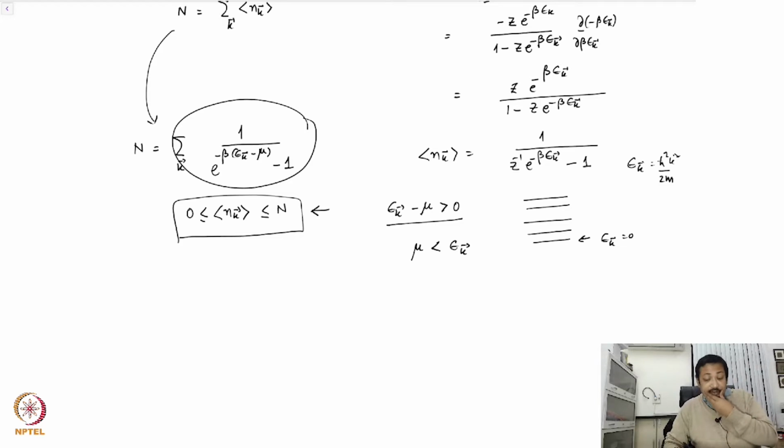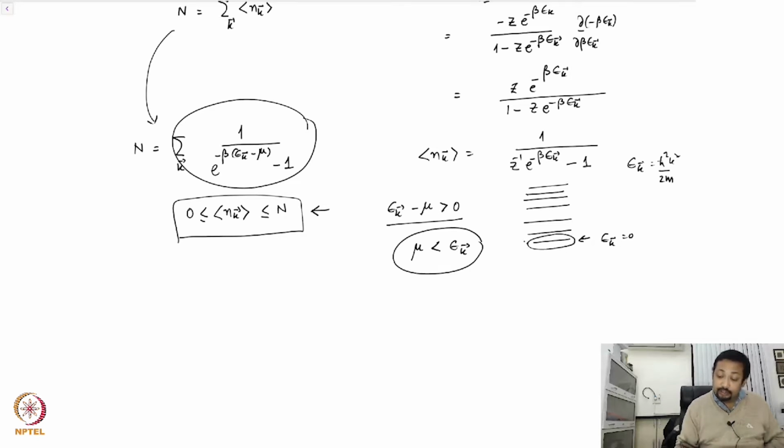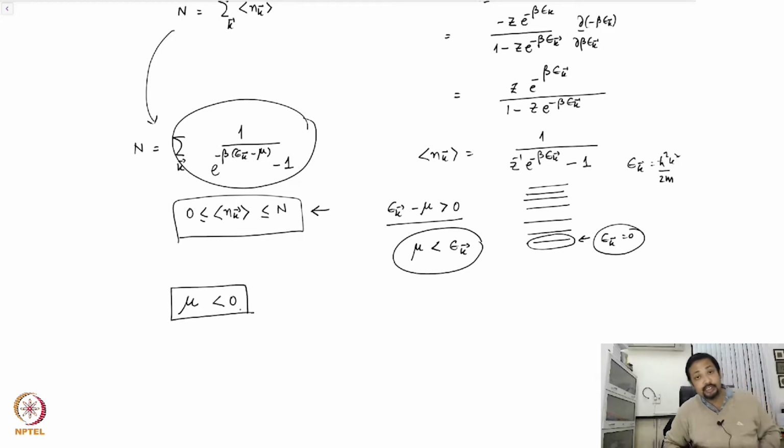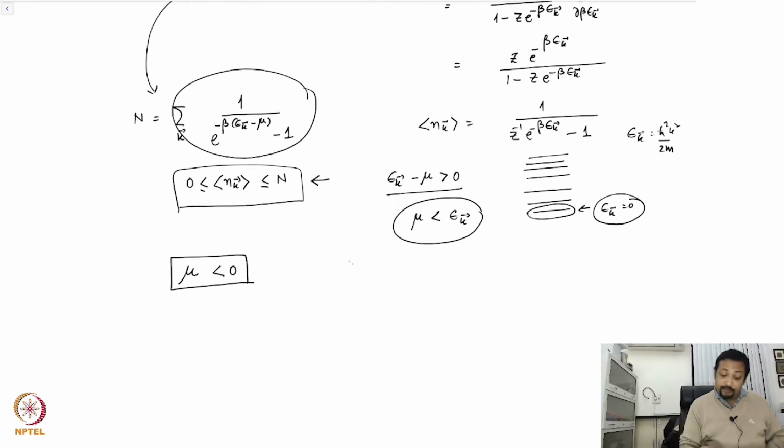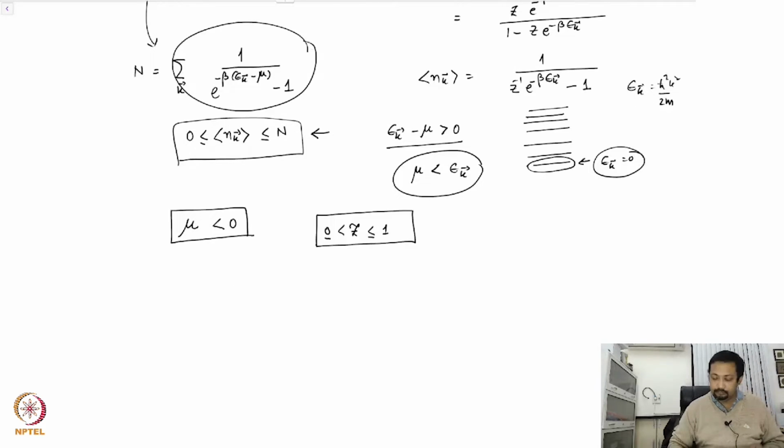So therefore, it follows that since this restriction must be valid for any of the energy levels that I am considering, it must also be valid for the lowest energy level, which is epsilon k equal to 0. Therefore, it follows that for a Bose gas, mu is less than 0. The chemical potential of a Bose gas is always less than 0. Which means that the fugacity must be greater than or equal to 0, and less than or equal to 1.